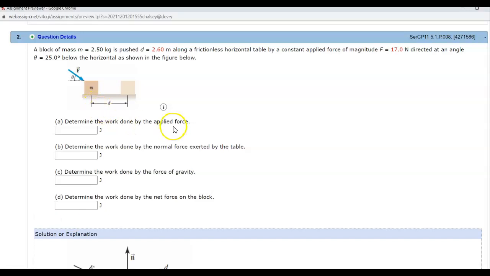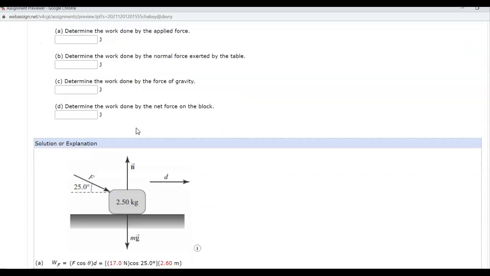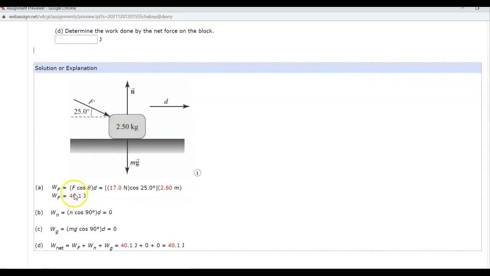Okay, so we want the work done by the applied force, the normal force by the table, the work done by the force of gravity, and the work done by the net force. Well, one at a time. The work done by the applied force, again, is the same formula we looked at in the last problem. The applied force, 17 newtons, at a cosine of 25 degrees, and it moves 2.6 meters.